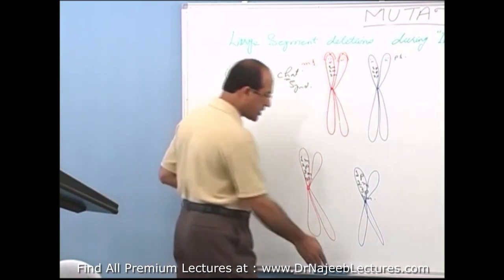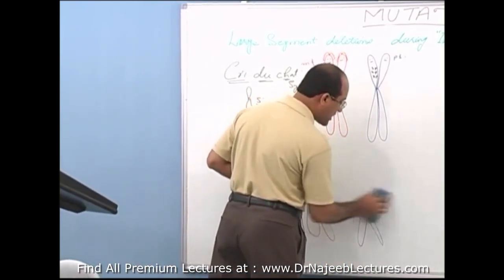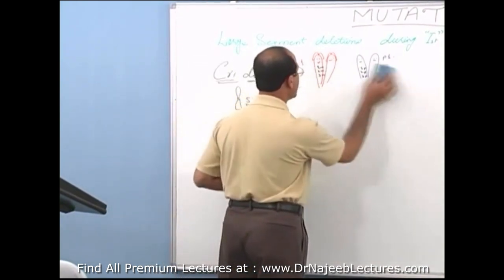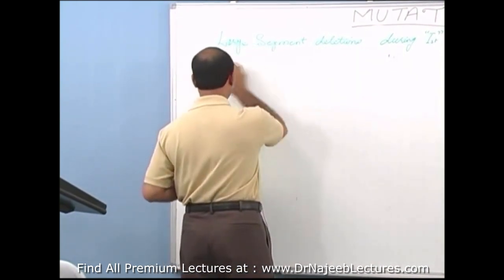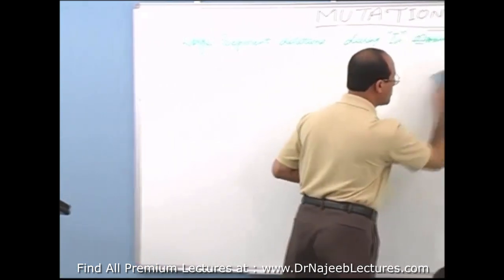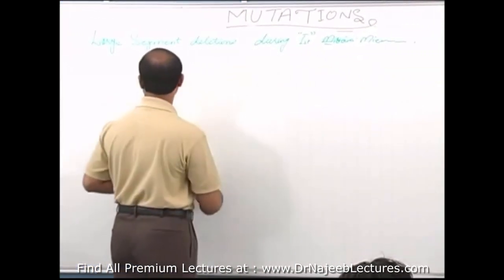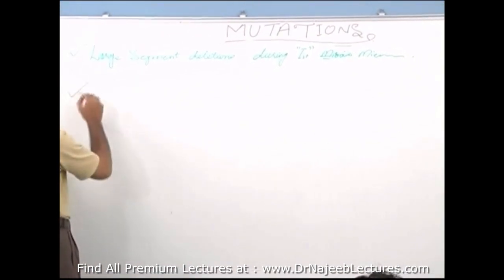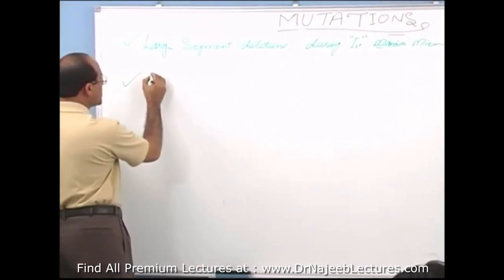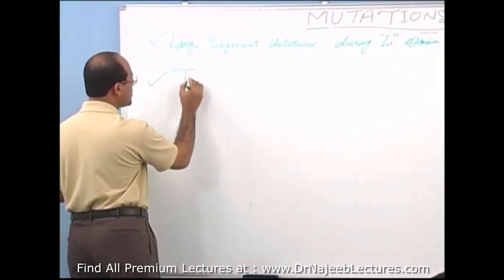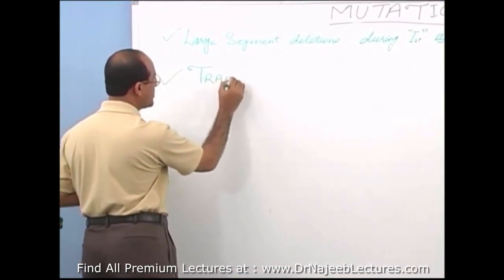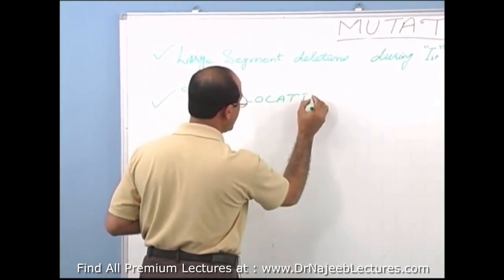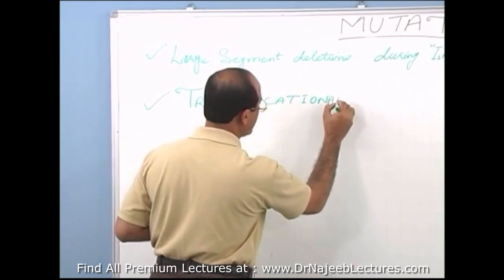another type of mutation rather, we call them translocation, mutations due to translocation of big genetic segments from one chromosome to other chromosomes. This was large segment deletions. Another type is mutations due to translocation of genetic material. Translocation mutations.